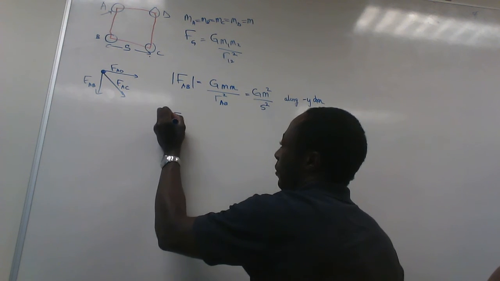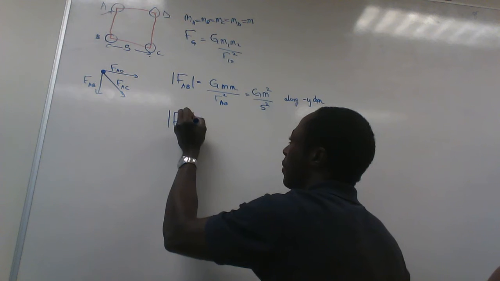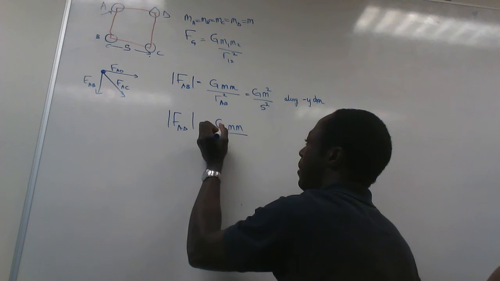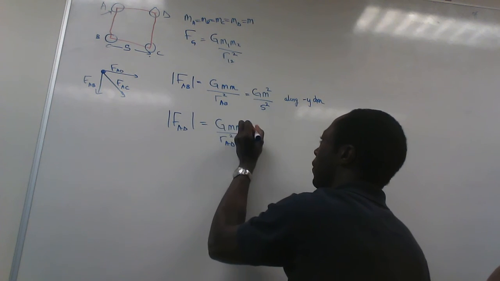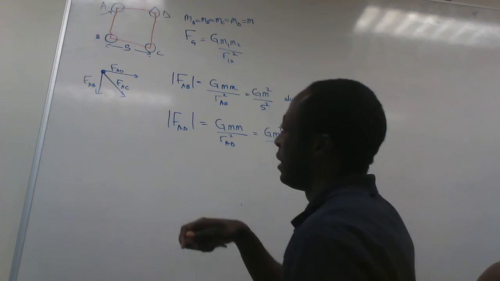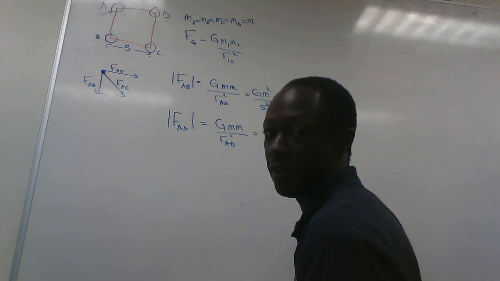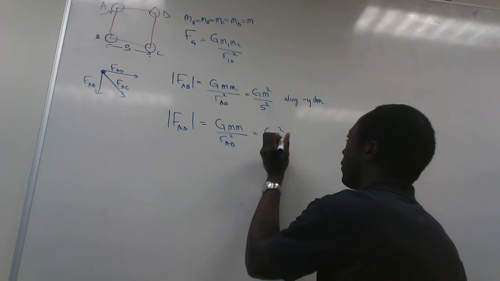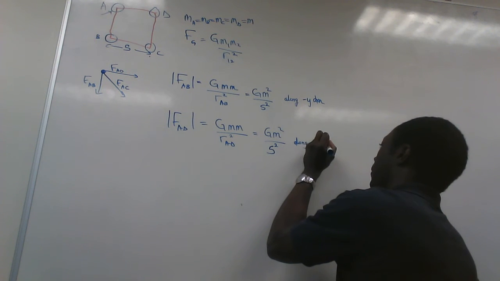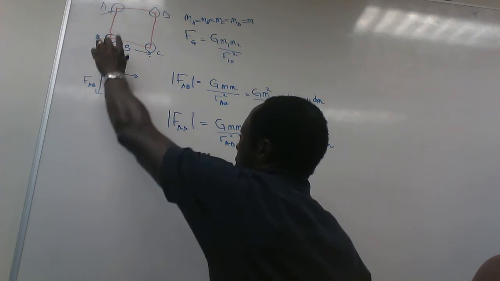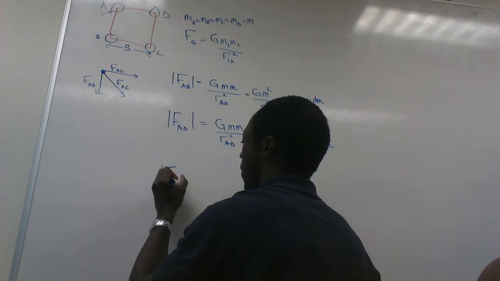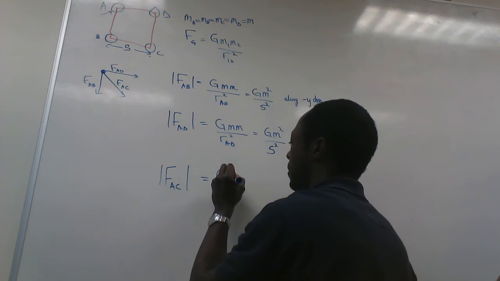Alright, so FAD is acting along the x direction. It is GM squared divided by RAD squared, and in this case RAD is also the distance between A and D, which is the side of the square, so that will be equal to GM squared over S squared, along the positive x direction. And now we'll find FAC, the diagonal force, which will be equal to G times M squared over RAC squared.